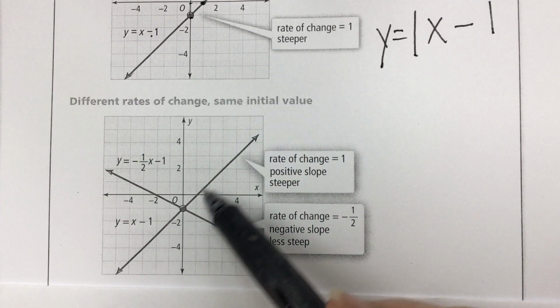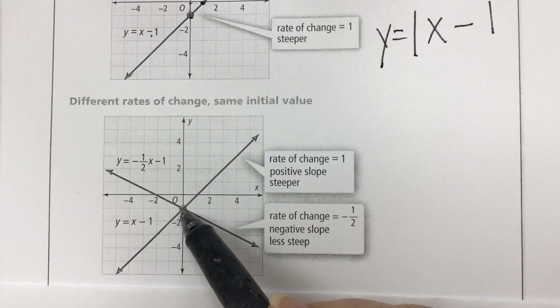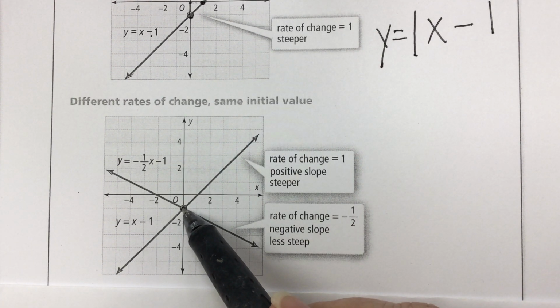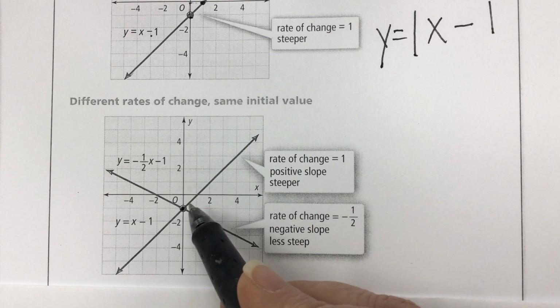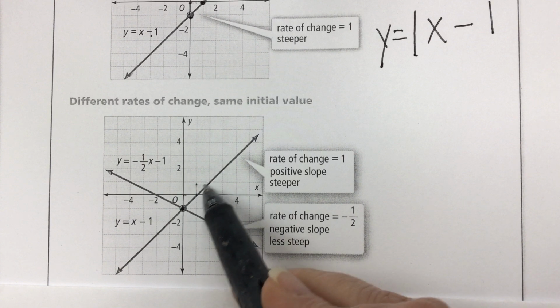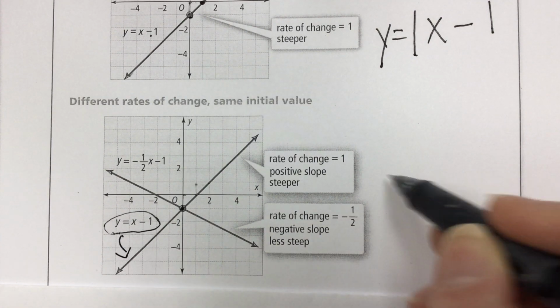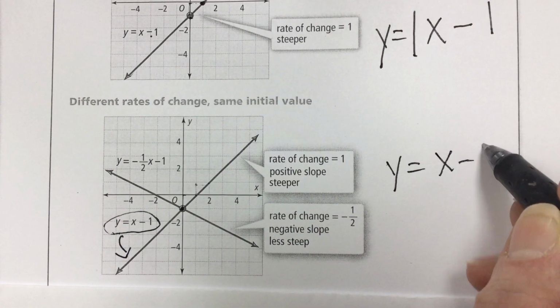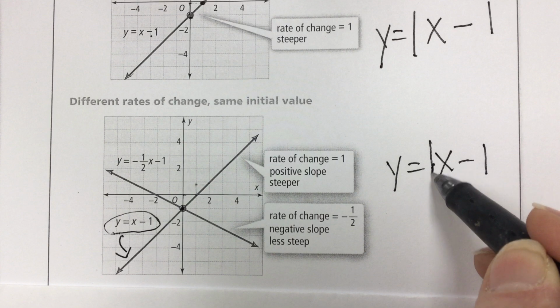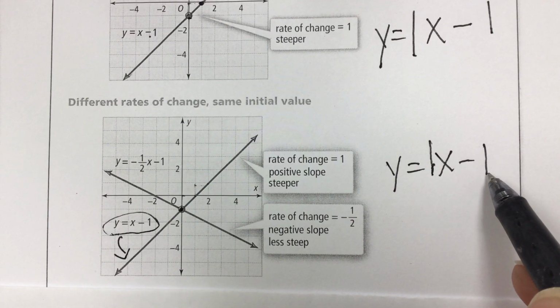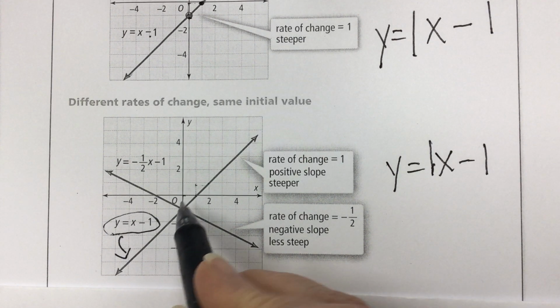This line is slanting upward with a positive slope, passes through the y-axis at -1. Your slope here would be rise 1, run 1. So your slope is 1. This is the equation of this line: y equals x minus 1. Slope of 1, rate of change is 1, and your y value or y-intercept at your initial value is -1.